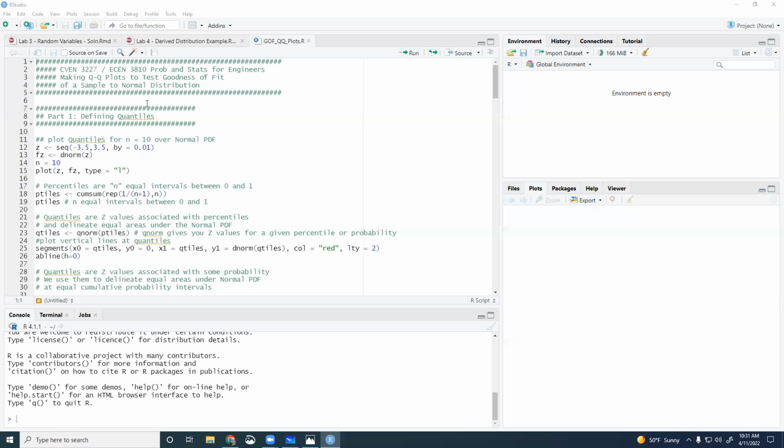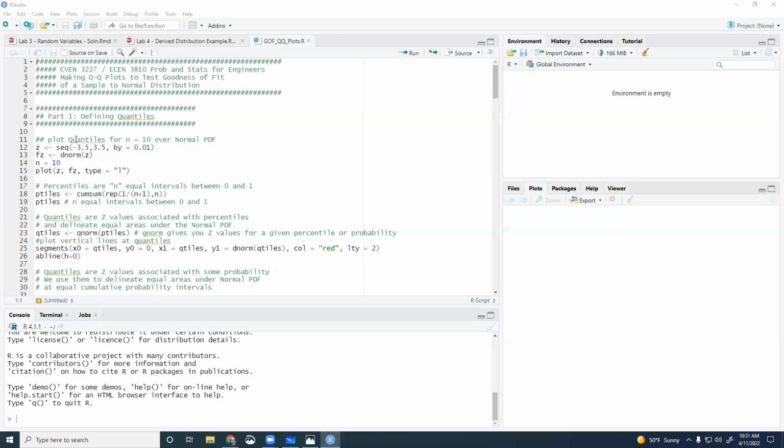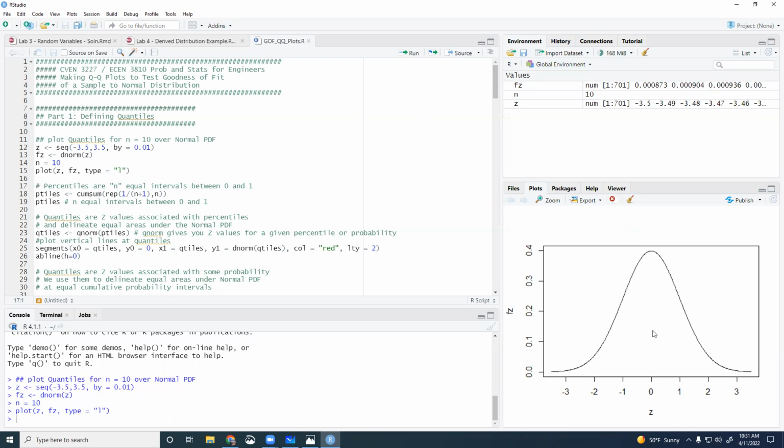So I pulled up the goodness of fit QQ plot R scripts that I have on Canvas. And what I'm doing here is going through the steps that we talked about to make a QQ plot. So the first thing we're going to do is just plot a normal distribution. Standard normal distribution. So z-scores centered on 0, standard deviation of 1. And then I'm creating this sample here where n is equal to 10.